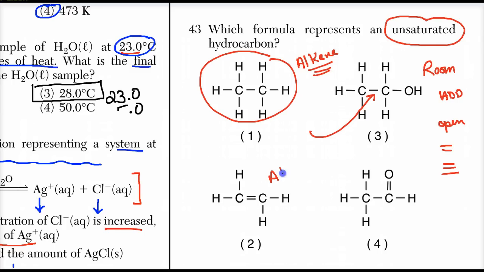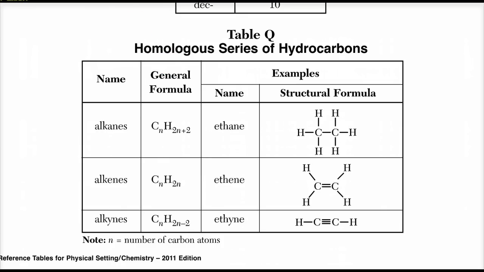Notice these carbons are not bonded to 4 things. This is an alkene. They have fewer H's because the carbons are bonding to themselves in a double bond. So in order to keep 4 bonds, because carbon has 4 valence electrons, to double bond or triple bond, you're going to have fewer H's. Table Q illustrates this fact. Alkanes are single bonds between the carbons, alkenes are double bonded, and alkynes are triple bonded. Notice we lose H's as we go. Notice the general formulas are CnH2n+2, then 2n, then 2n-2.